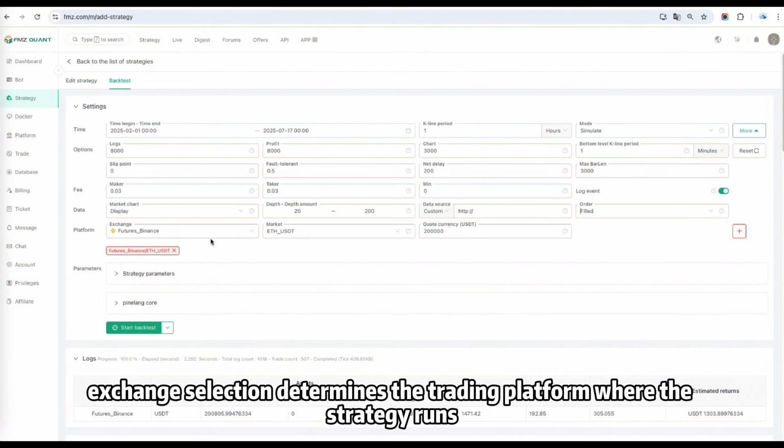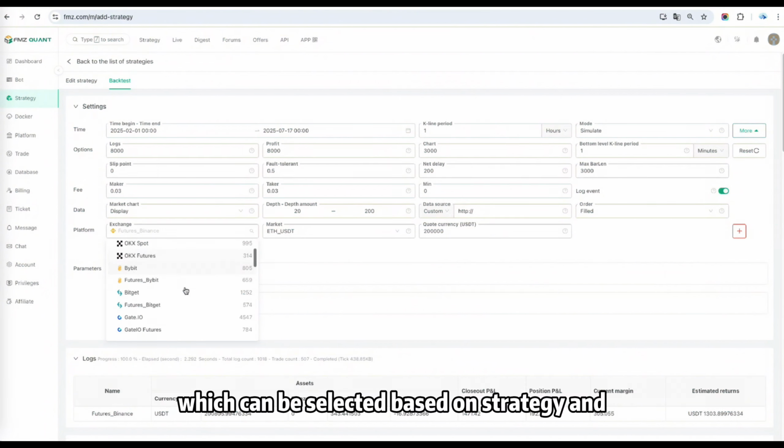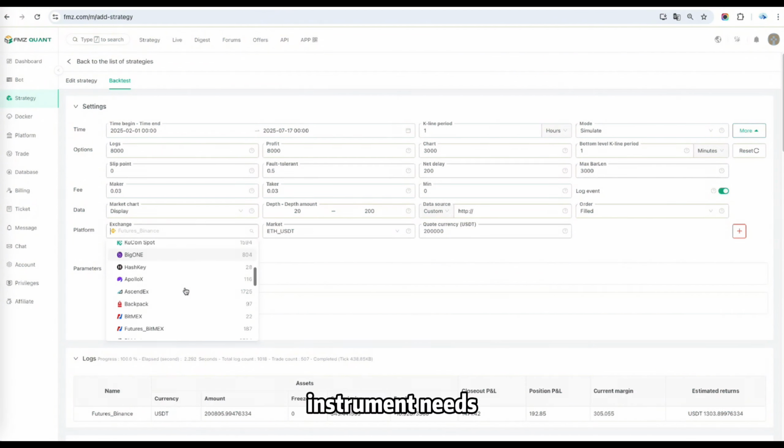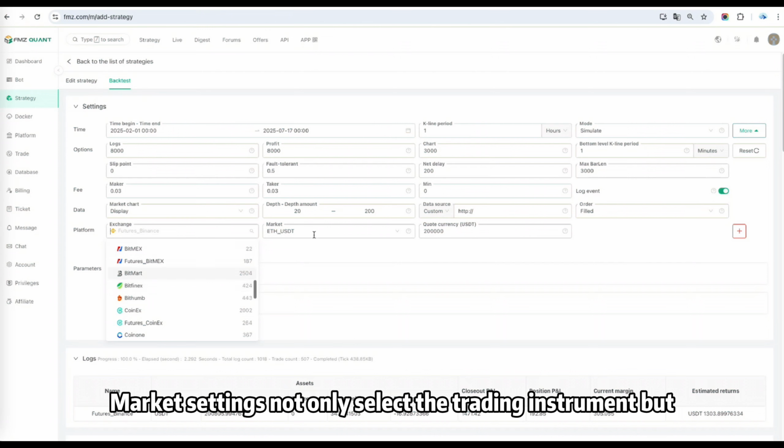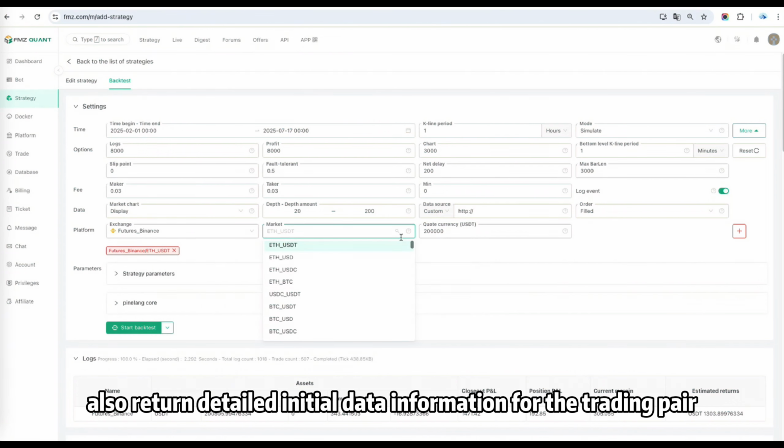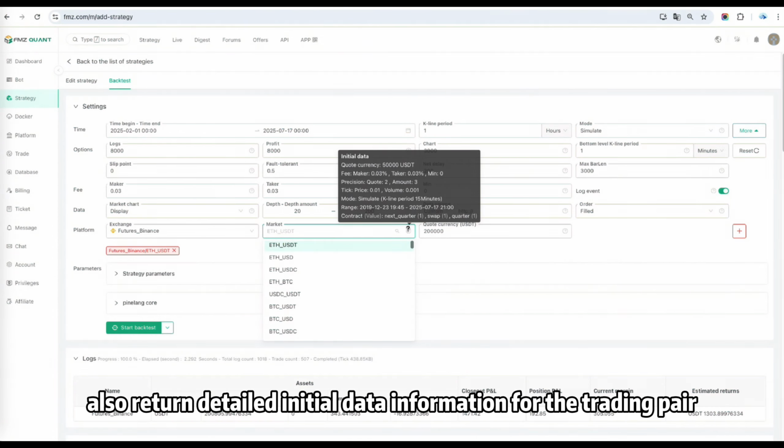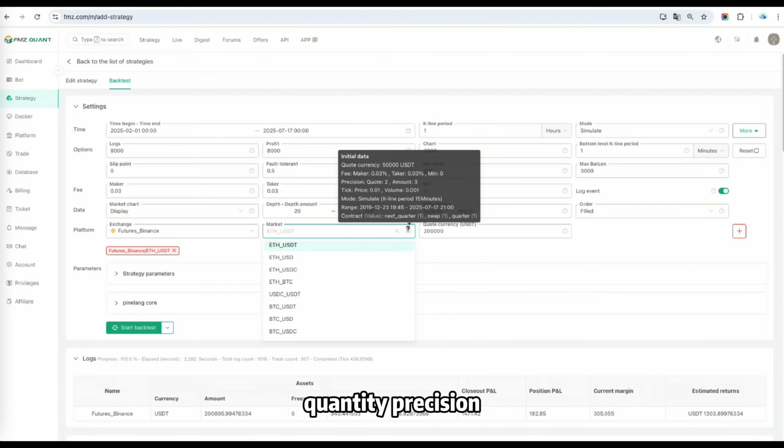In platform settings, exchange selection determines the trading platform where the strategy runs, which can be selected based on strategy and instrument needs. Market settings not only select the trading instrument but also return detailed initial data information for the trading pair, including price precision, quantity precision, minimum trading volume, and other key parameters.